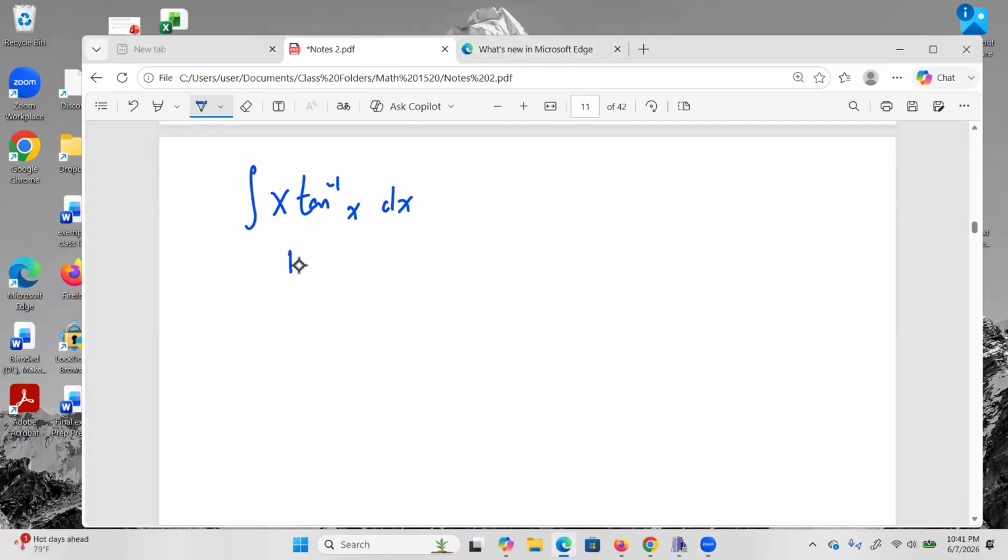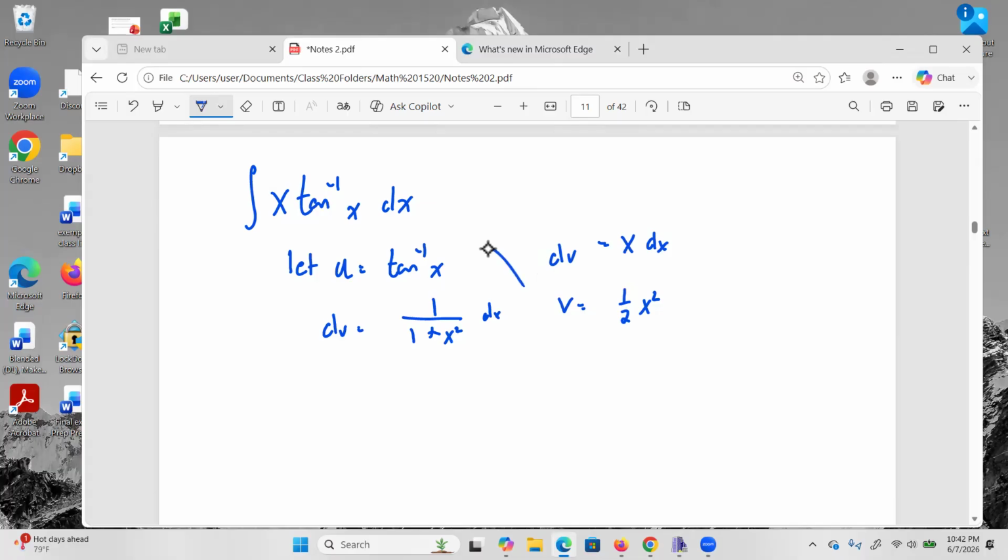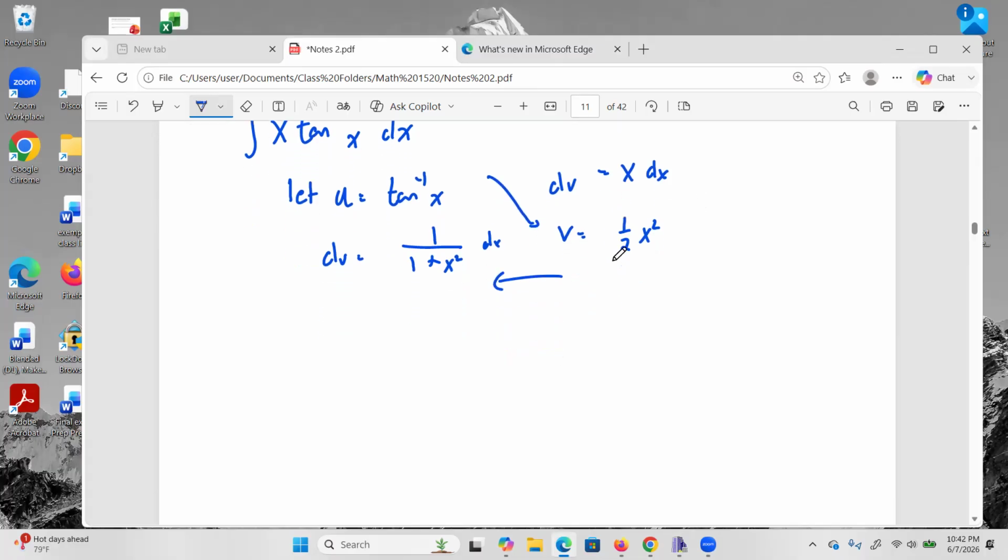So we're going to say let u equals, and the thing we know a derivative of is inverse tangent, of course. So we could set that equal to inverse tangent. My du is equal to 1 over 1 plus x squared dx. My dv, what's left, is x dx. So v must be 1 half x squared. So here we go. We have our flick and swish here. So we have our uv minus v du.